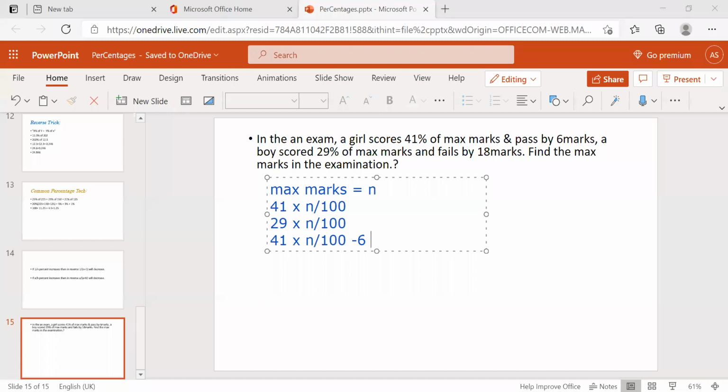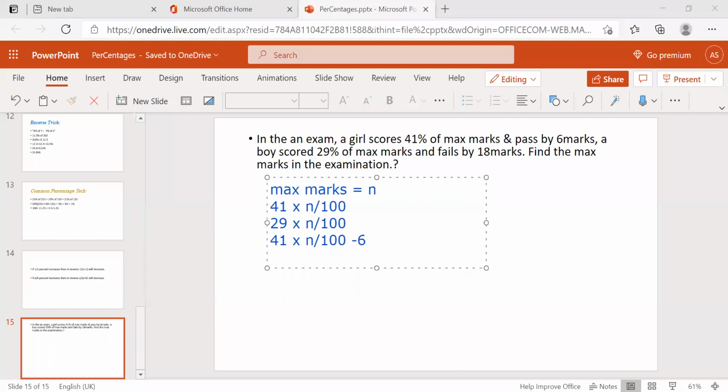She got more, right? If I reduce that extra marks, then we'll get the pass marks, right? Is it clear? So 35 is the pass marks. If I got 45 and I reduce the 10 marks, then I'll get to know the pass marks, 35 marks. Is it clear?